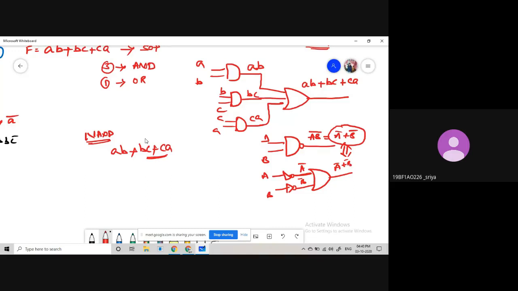Based on this technique, the NOT is taken like this. If I give A and B as the inputs, similarly we get A bar plus B bar. So here, instead of using a NOT gate, we simply take one bubble. Bubble means we take the complement of the input. What is the complement of A? A bar. Similarly, the complement of B is B bar.